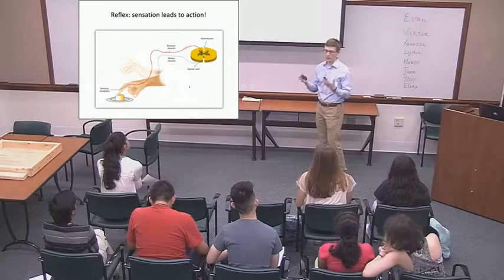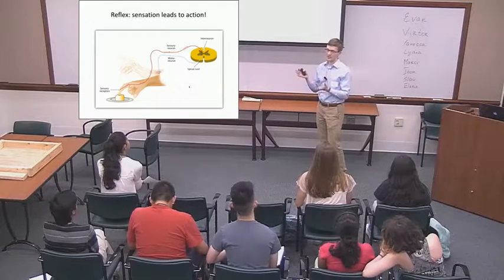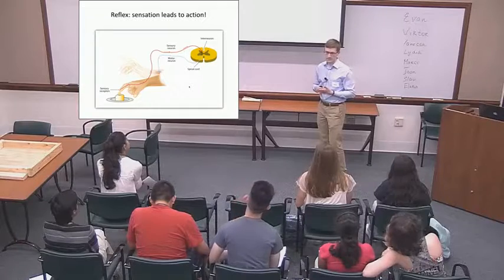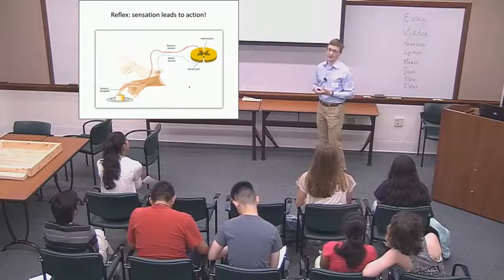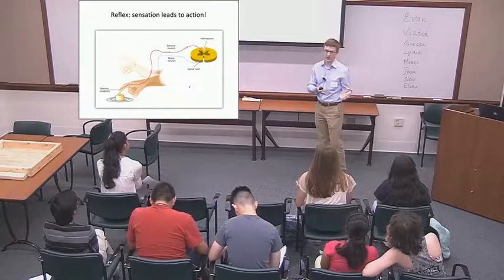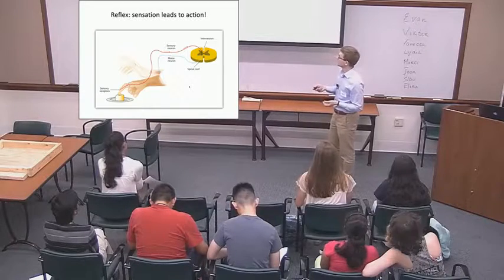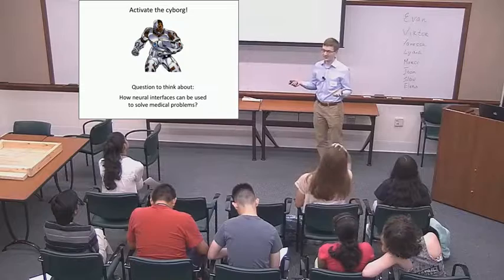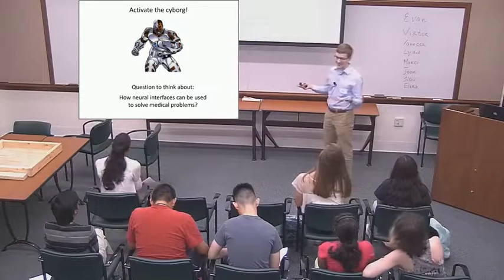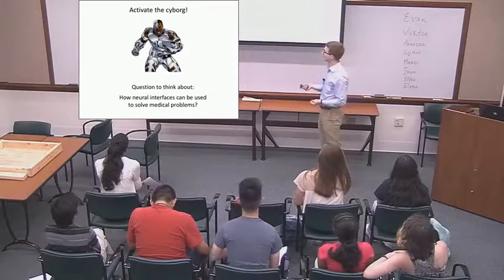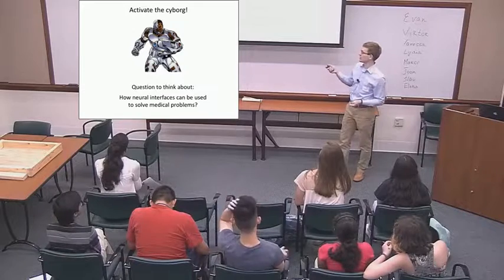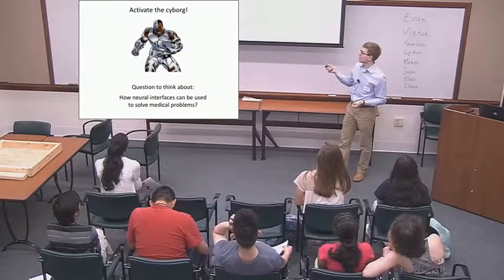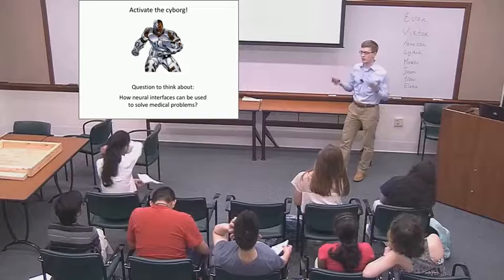And by the way, which direction will it move? Let's say it touches something with the right antenna. Yeah, that's exactly right, because it wants to avoid the obstacle, so it will move to the left. So now we can test this prediction and see if our neural interface works. So let's activate the cyborg and see what happens. And while we are doing that, I would like you to think about this question: how can neural interfaces be used to solve medical problems?